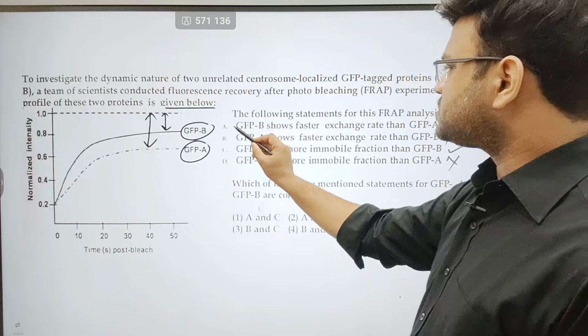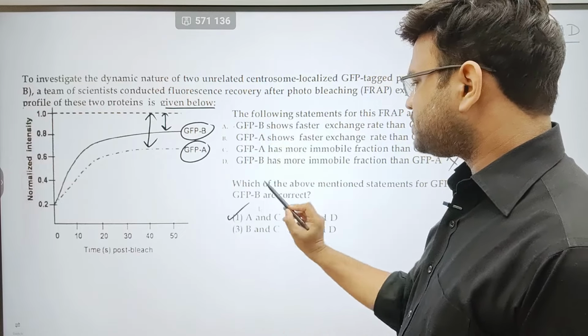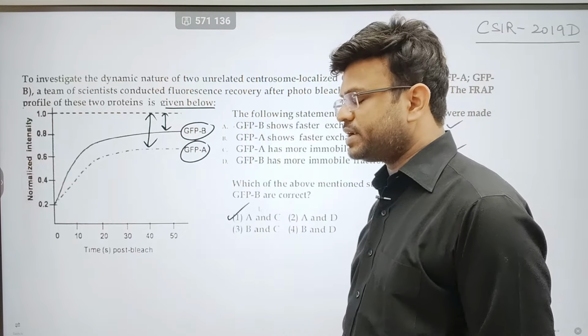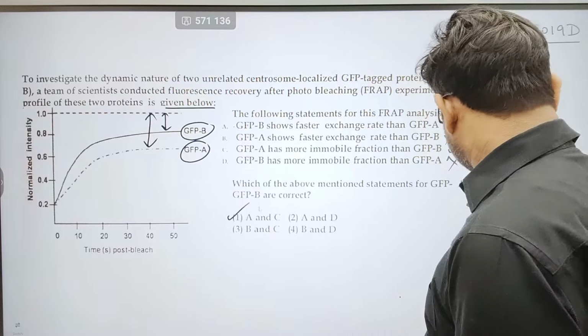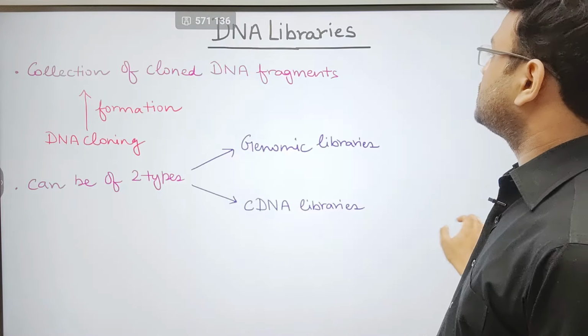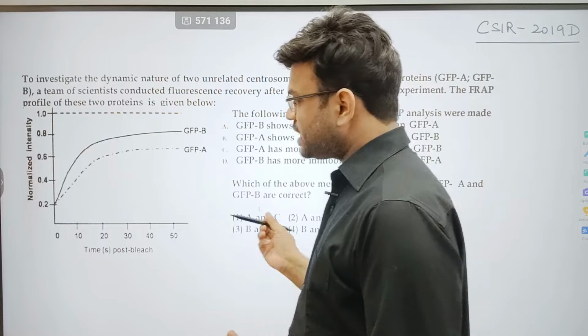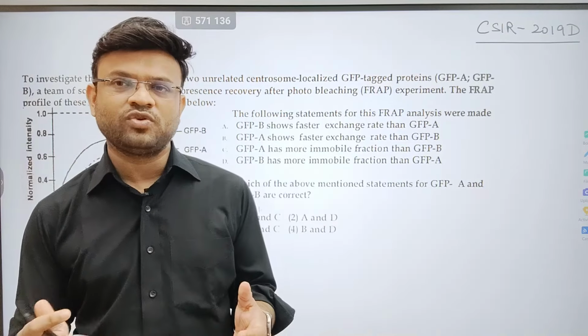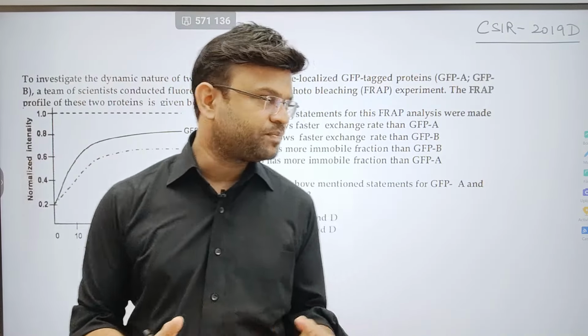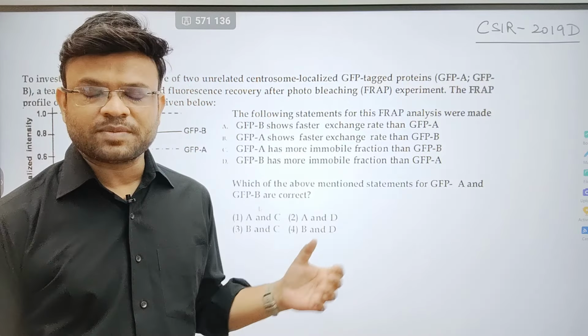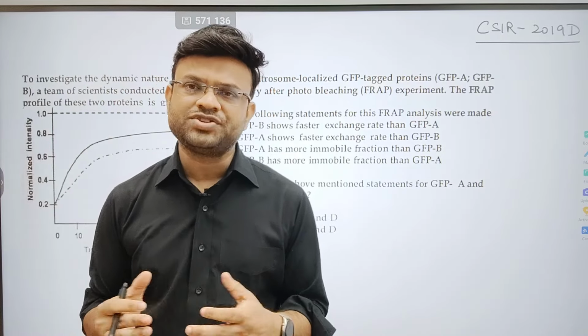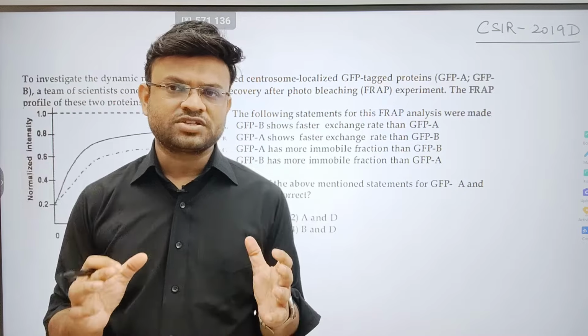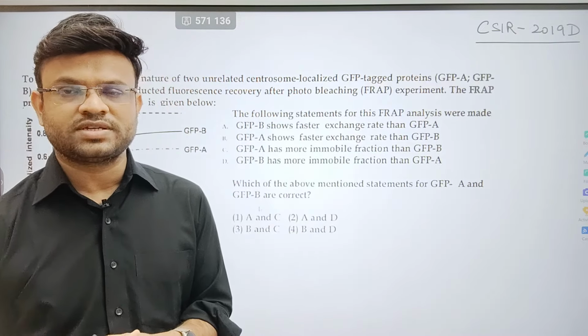So what are the correct options? A and C. That means the first option is correct. Okay, so this was the last question that I wanted to take. I believe you would have a clear understanding of the concept of fluorescence recovery after photobleaching, and you would have understood each and everything, and also the questions that I had asked.